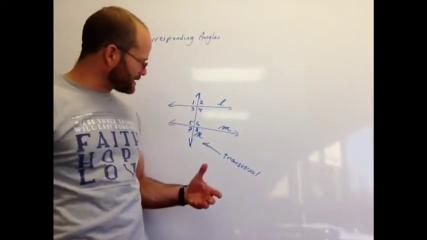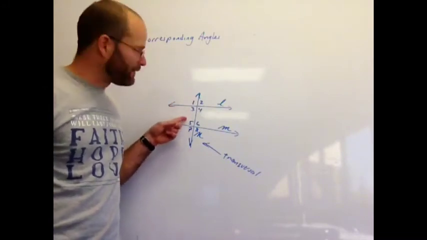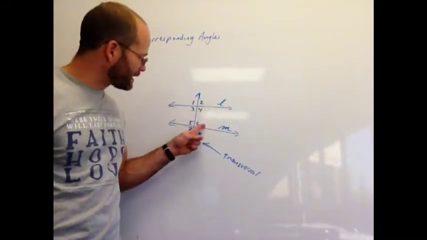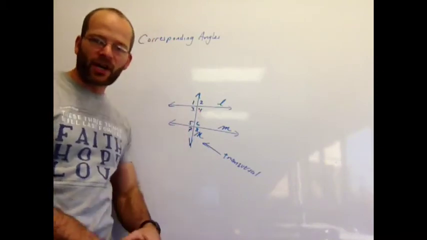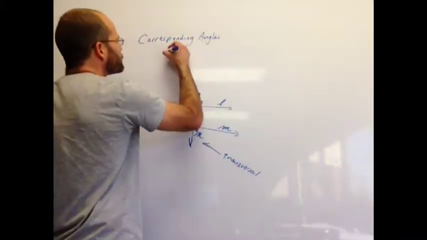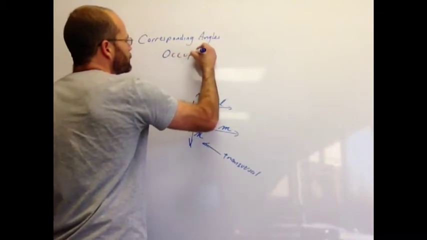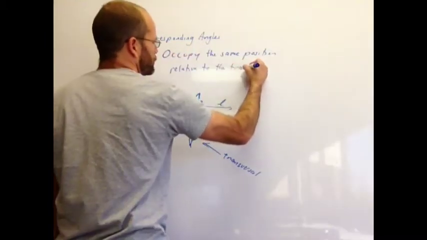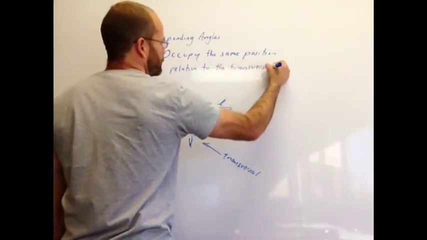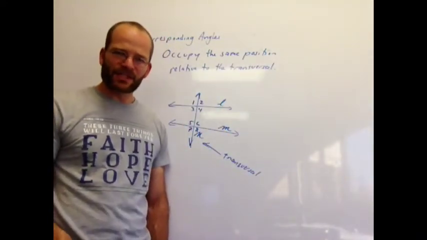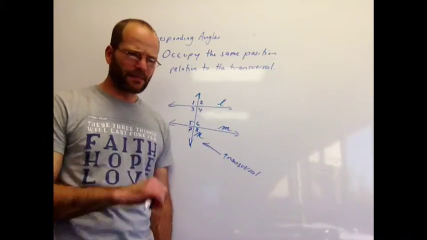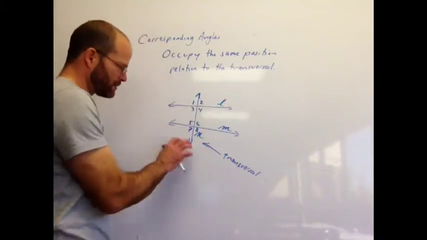Corresponding angles, as an example, would be angles 1 and 5, or 2 and 6, 4 and 8, or 3 and 7. Those are all corresponding angle pairs. Corresponding angles occupy the same position relative to the transversal. Here's what I mean by that. Think of this as being a road.